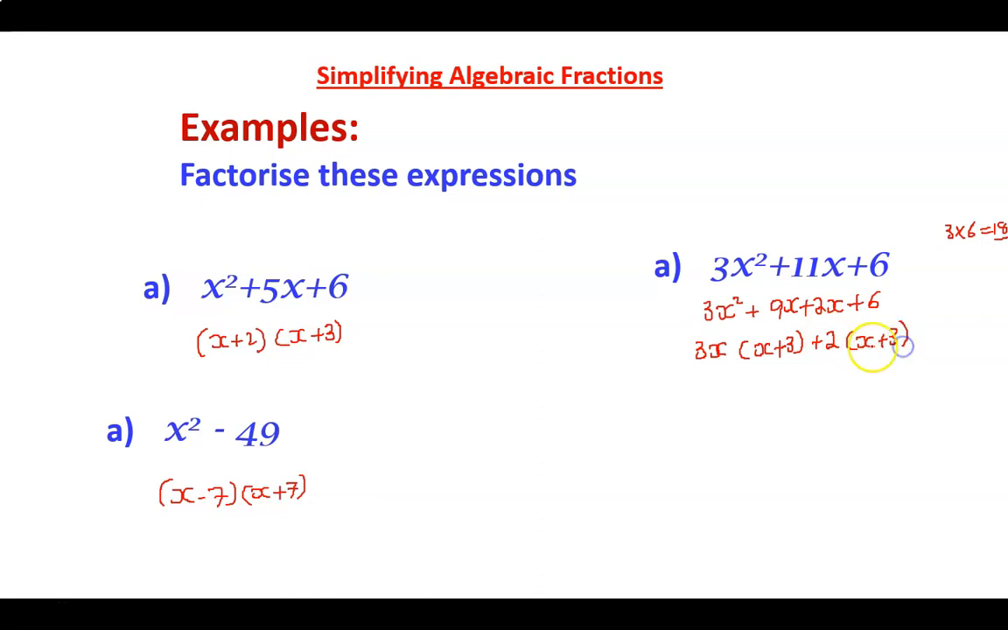As we have seen, that's good news. We got x plus 3 here, and we got x plus 3. That's a common factor. Let's take that out. When you take the common factor out, what is left is 3x plus 2. Now we completely factorize. We got 2 brackets, and that's what factorization simply means.